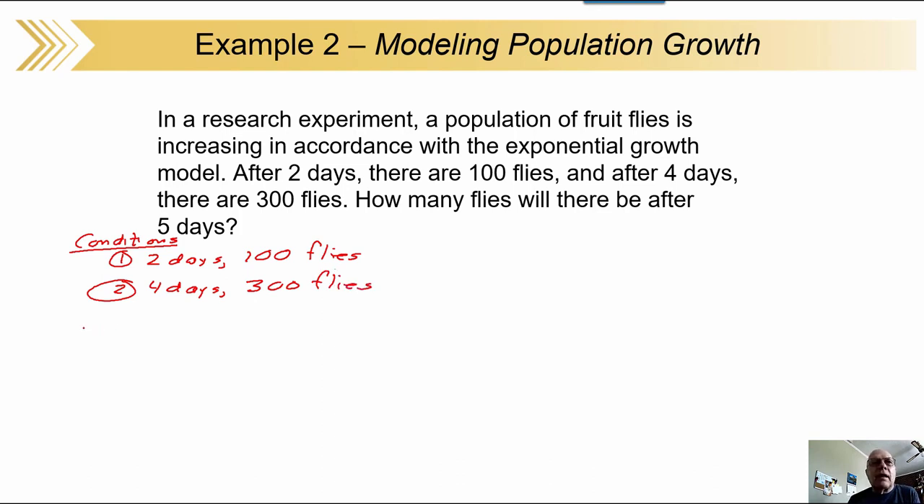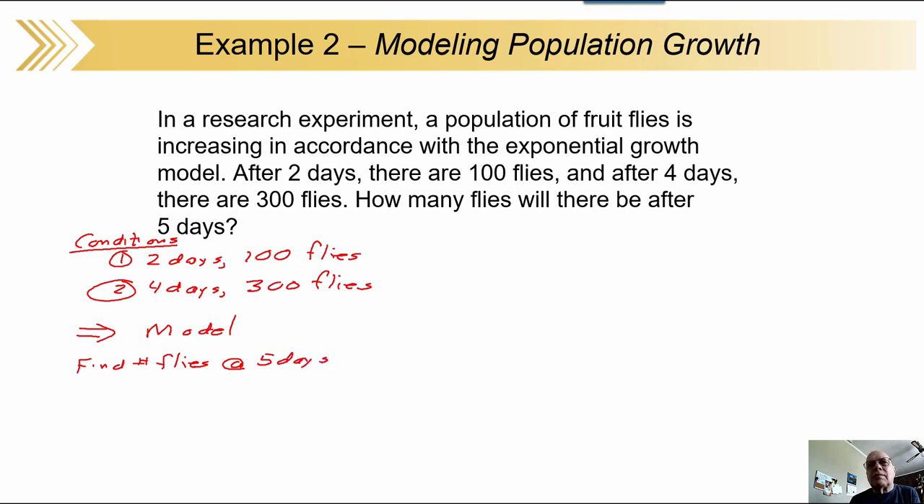And then you're going to use that to create a model. And your model will allow you, once it's complete, to take an elapsed time and estimate how many, in this case, how many flies there are after that period of time. So we'll get a model, and what we want to know, we want to find the number of flies at 5 days.